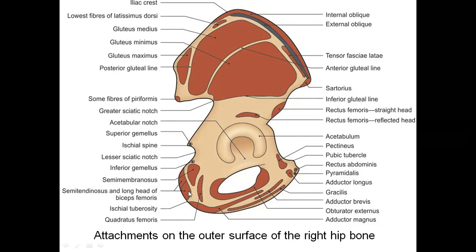Okay, now if you observe, at the ischial spine you are finding the origin of one muscle, that is superior gemellus. Lower down at the lesser sciatic notch, we are also finding one more muscle originating, that is inferior gemellus. So we have superior gemellus and inferior gemellus. These are the muscles seen associated with the lesser sciatic notch above and below.